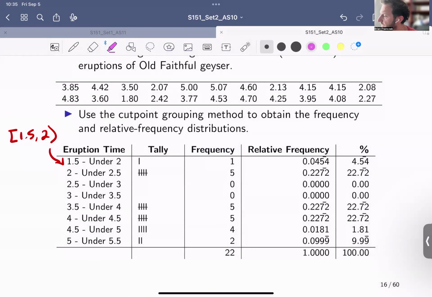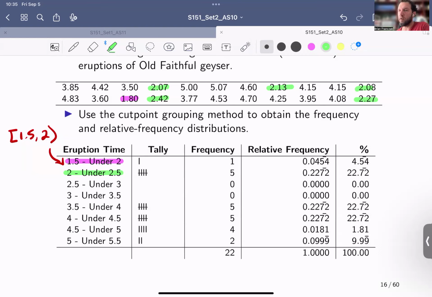All right, after that, it's the same logic as before. So I have 1.5 to under 2. I'm being told there's one value that fits in this bin, and that is 1.8. Then I have, for example, 2 to under 2.5. There are 5 values here, so that would be 2.08, 2.27, 2.42, 2.07, and 2.13. So it's very similar to limit grouping. It's just that the cut point means not including. So we're cutting off right before that point.